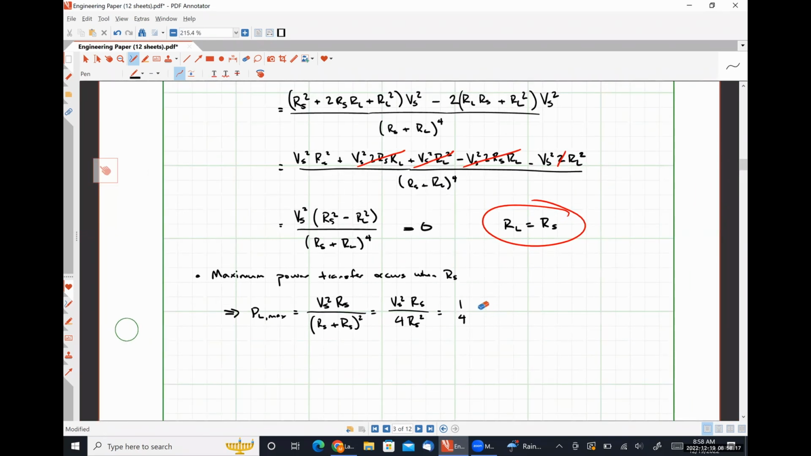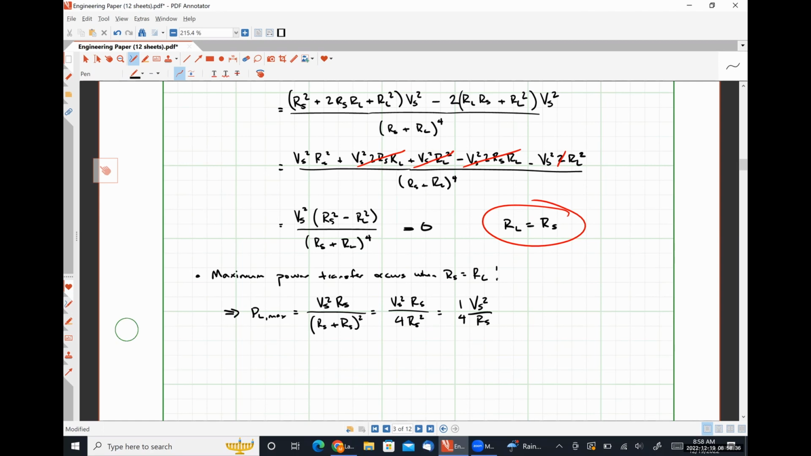Okay. So that is our equation for maximum power transfer by a practical voltage source.